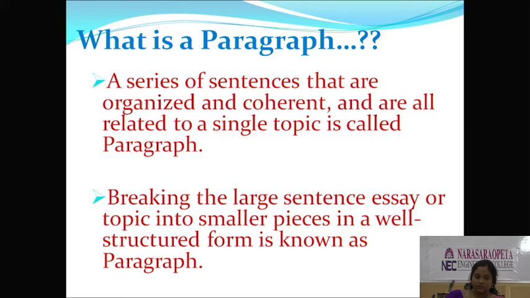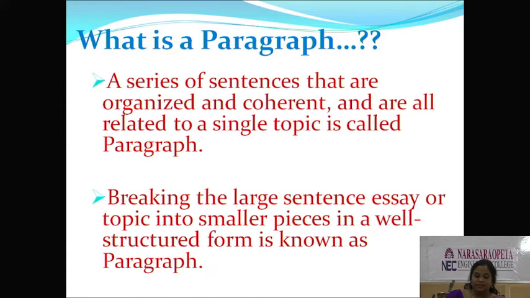So this is the definition of a paragraph, in which many sentences are put together, a series of sentences that are organized and coherent. That is, there should be a link from sentence to sentence, and they are all related to a single topic. So many sentences put together, but the subject should be the same, is called a paragraph. I hope you are clear with this.